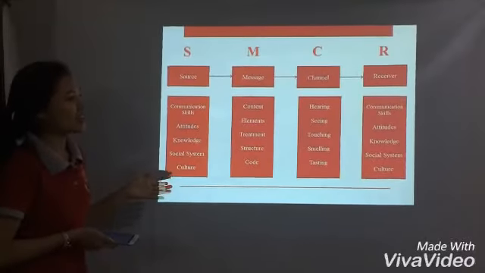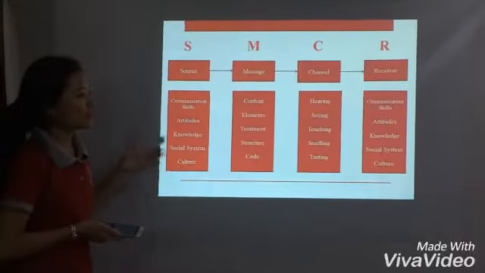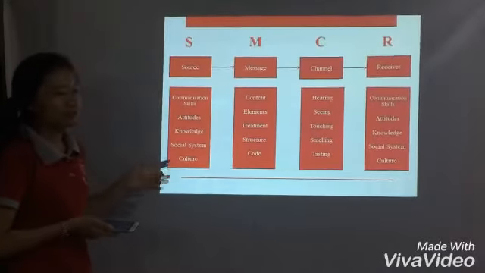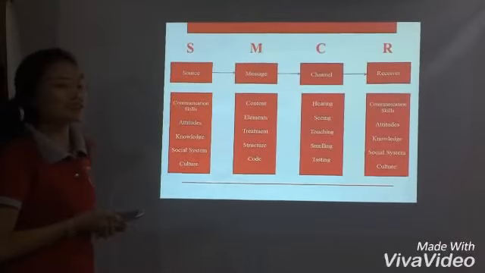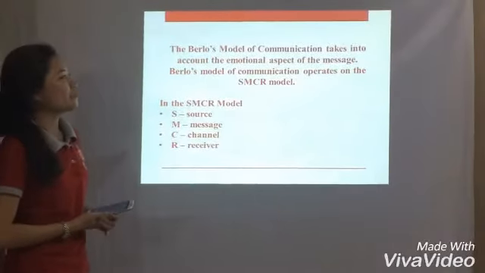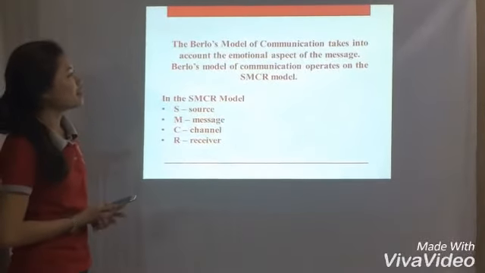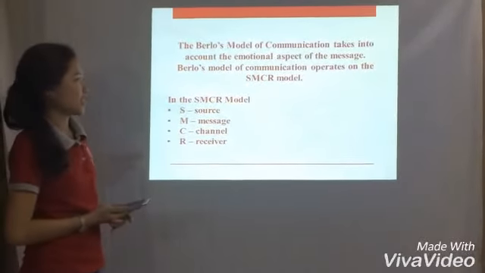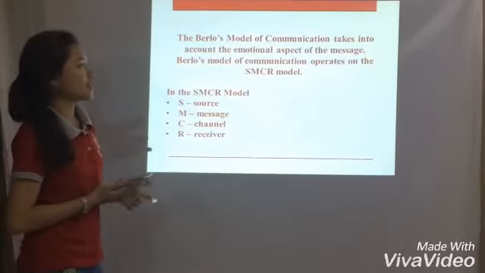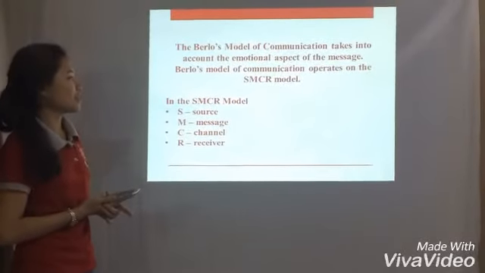And lastly is the receiver. Under it is the communication skills, the attitudes, knowledge, social system, and culture. Berlo's model of communication takes into account the emotional aspect of the message. Berlo's model of communication operates on the SMCR model.